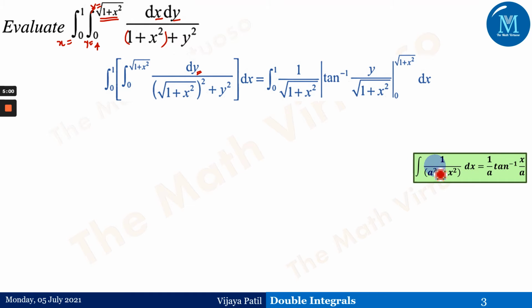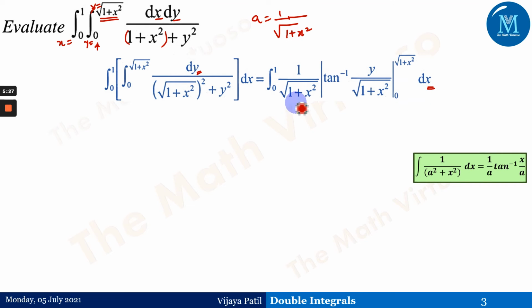the integration of 1 upon a square plus x square dx is 1 upon a tan inverse of x by a. The same thing we have done it here. So what is a over here? In this case, a is nothing but square root of 1 plus x square. This is the value of a in this particular case. So a square plus y square. So it's 1 upon a, because we cannot take this 1 upon a outside the 0 to 1, because we have to still deal with the x variable.